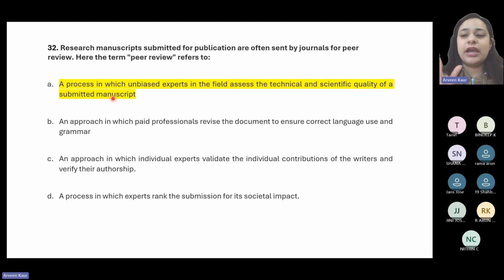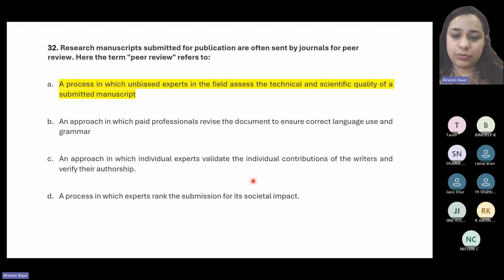If there is not enough evidence to support some statement that you are making, they will fish for that evidence. They will ask you why you have not done so and so experiment to support that particular statement, or if you can do that experiment, right? So they are not going to correct the language and grammar for you. They are not going to correct or revise your document. They will definitely not validate individual contributions, right? That is something that, again, is an ethics thing.